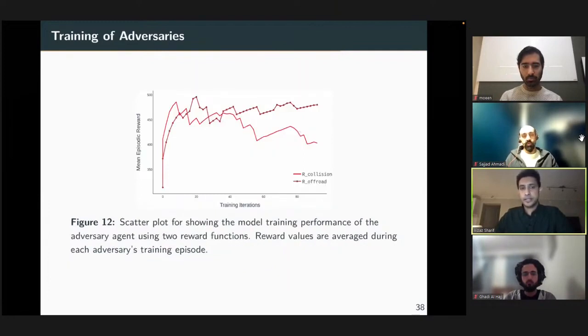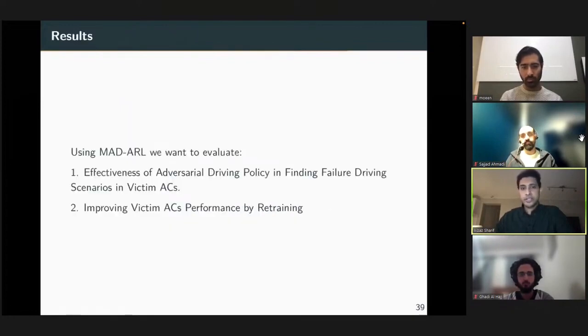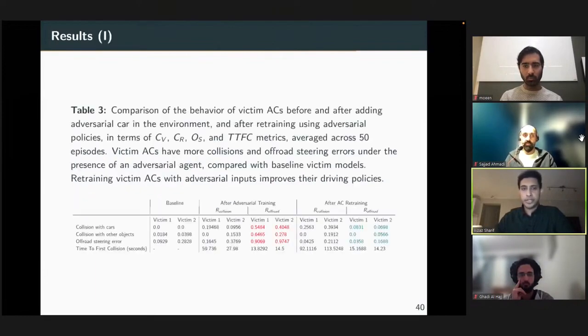And this is the performance of our adversary training, where the collision-based adversary does not perform as well as the off-road based adversary. So in the results, we want to evaluate the effectiveness of the adversarial driving policy for finding failures, but we also want to know whether we can improve the self-driving cars in the retraining phase or not.